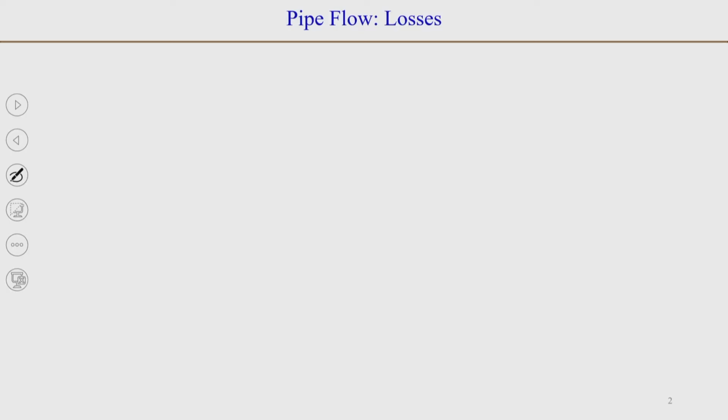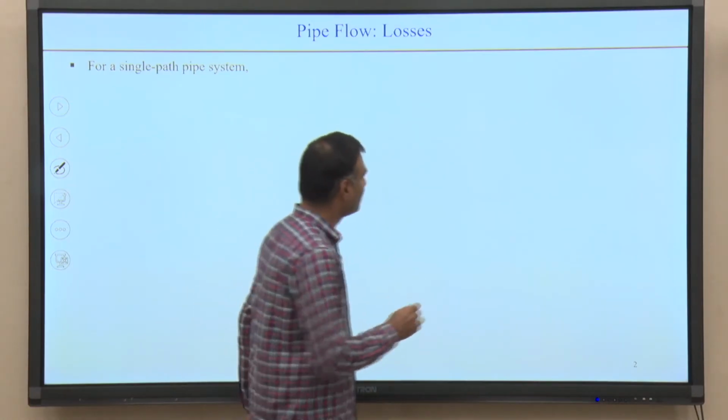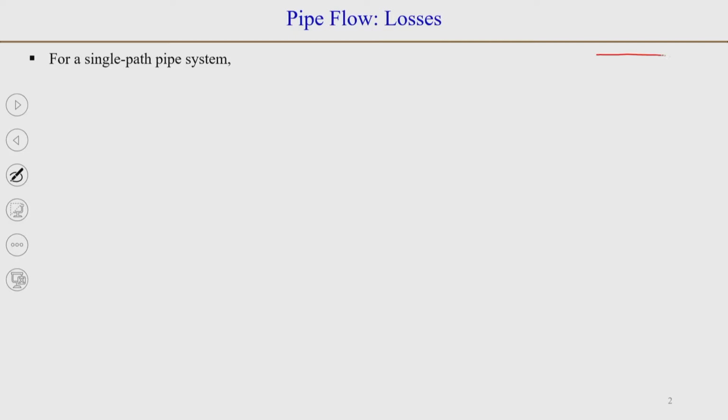So, to summarize that, we can say that for a single path system. By a single path system, I mean that when you have a pipe network, you could have a system of pipes. For example, a pipe may divide into multiple paths. This may further get divided into different paths. So, here the flow can go here or here, and then in this.